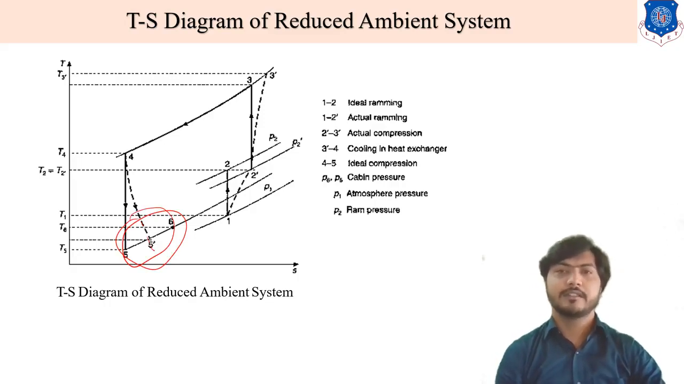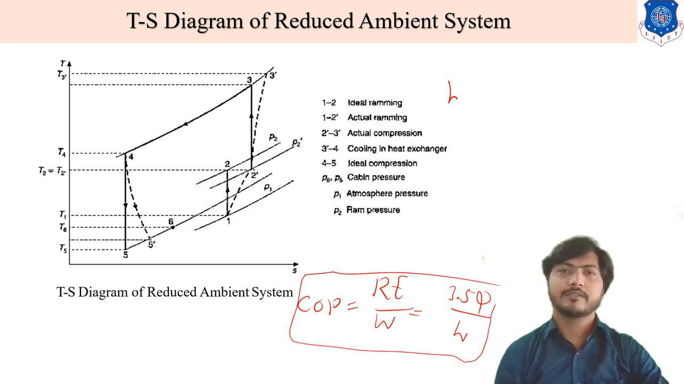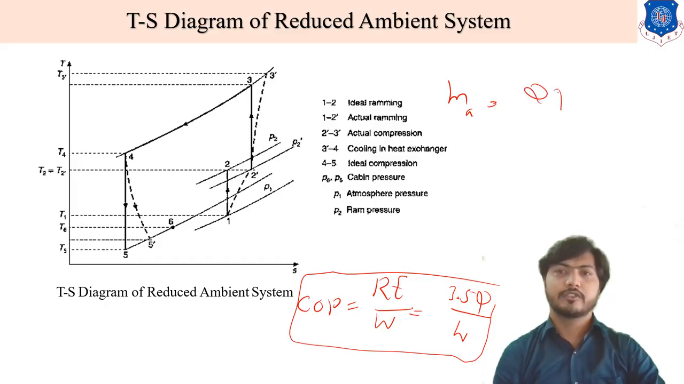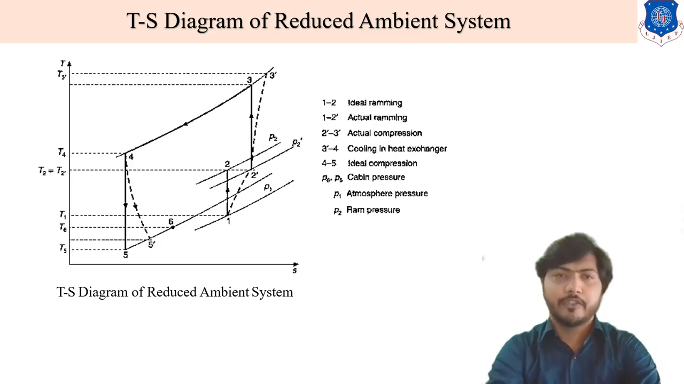So the COP is equal to RE divided by compressor work, or we can say 3.5 into Q divided by the work of the compressor. Okay, this is our COP formula. If we want to calculate the mass of supply air, it is Q in TR, 3.5, divided by Cp of air times the refrigeration effect (T6 minus T5). If irreversibility is there, that means T5' is used instead of T5. Okay, this is the main formula.